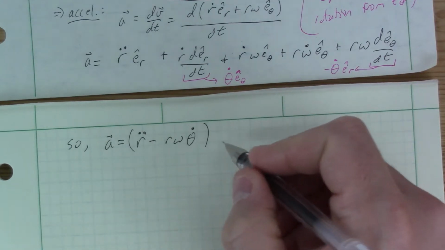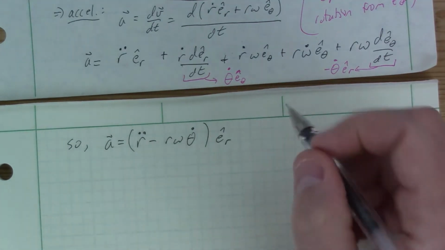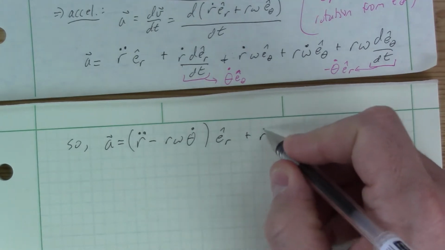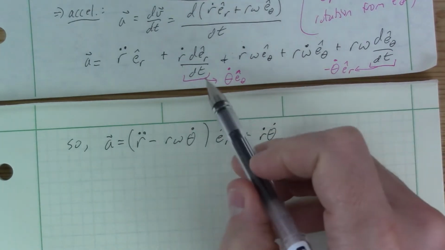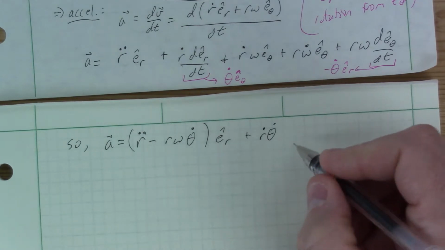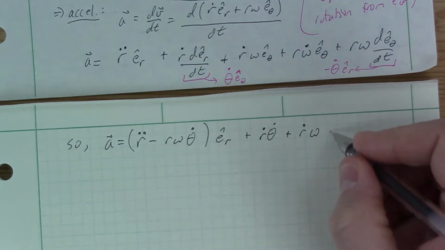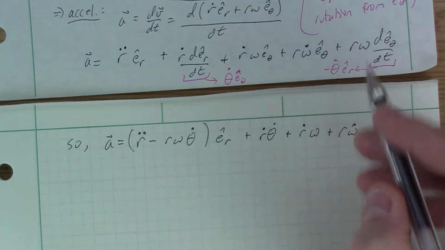We can simplify that in a second in the next step. And then we're going to combine the angular unit vector terms. So we have an r theta dot from this term, we have an r dot omega from that term, and we have an r omega dot from that term.